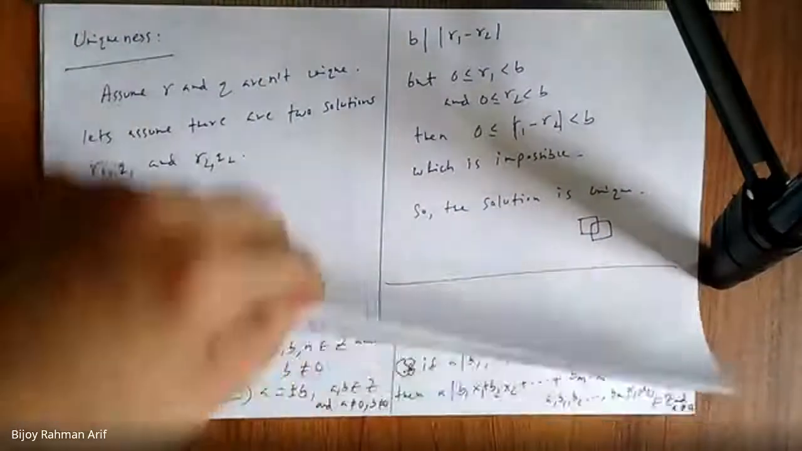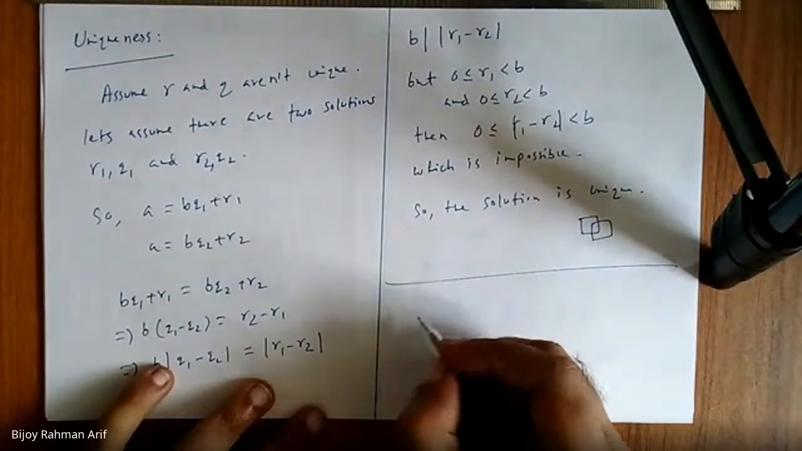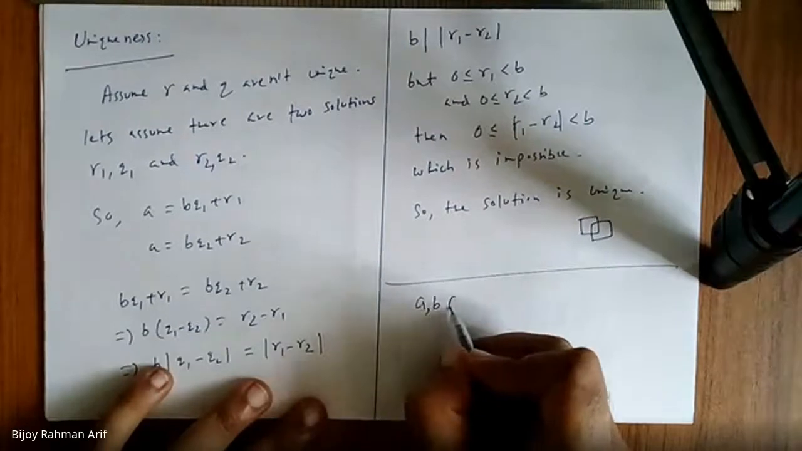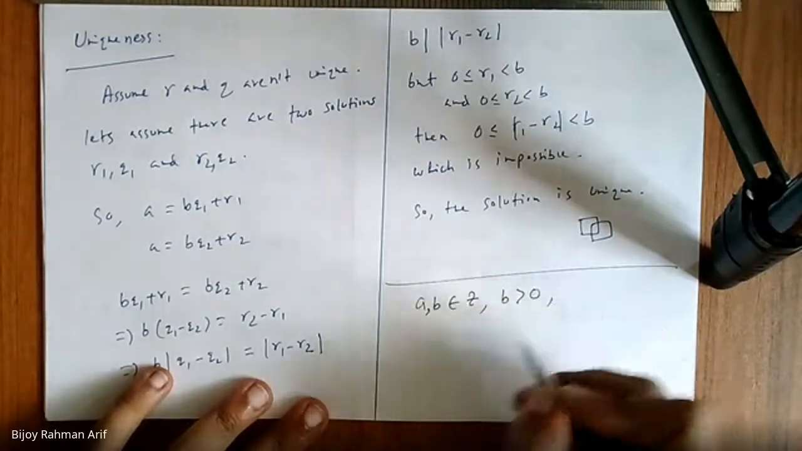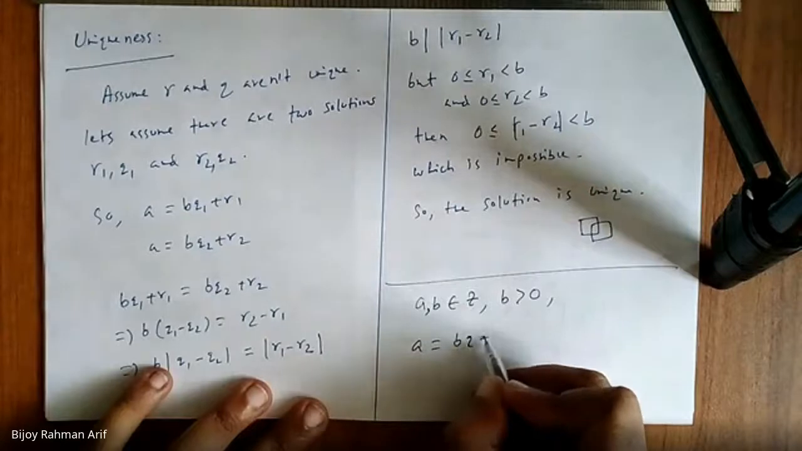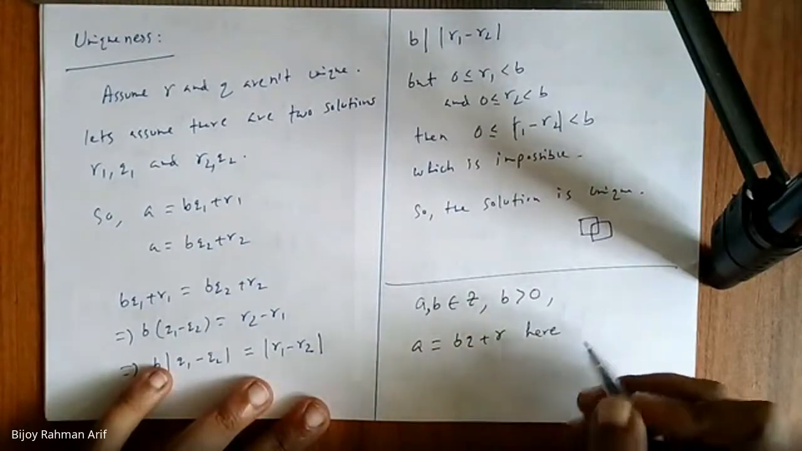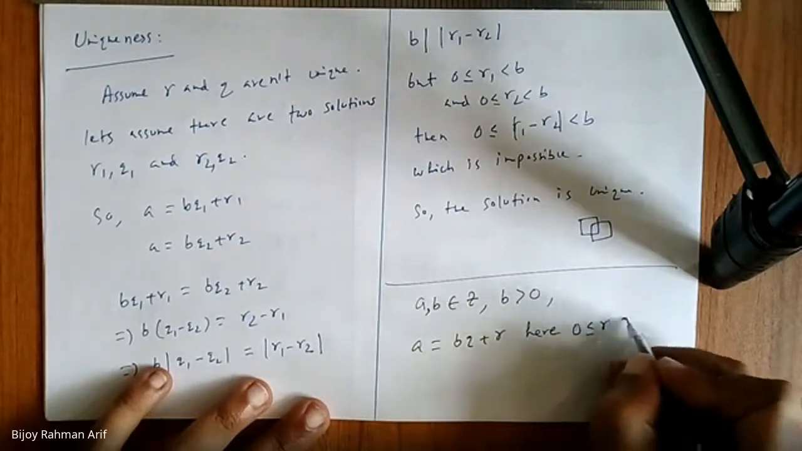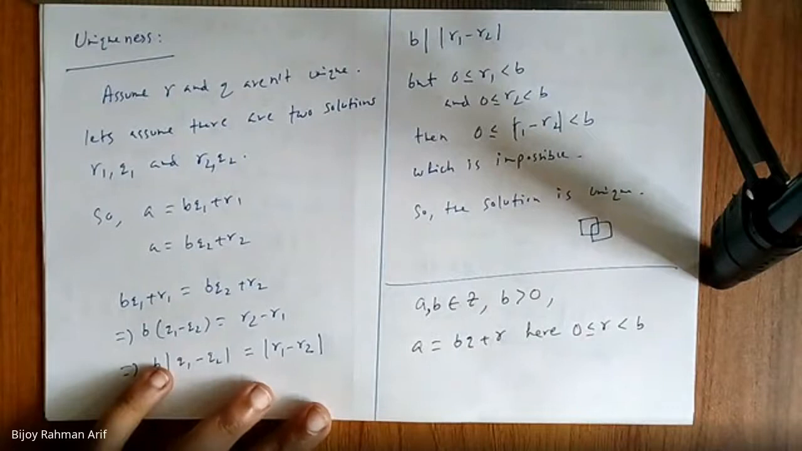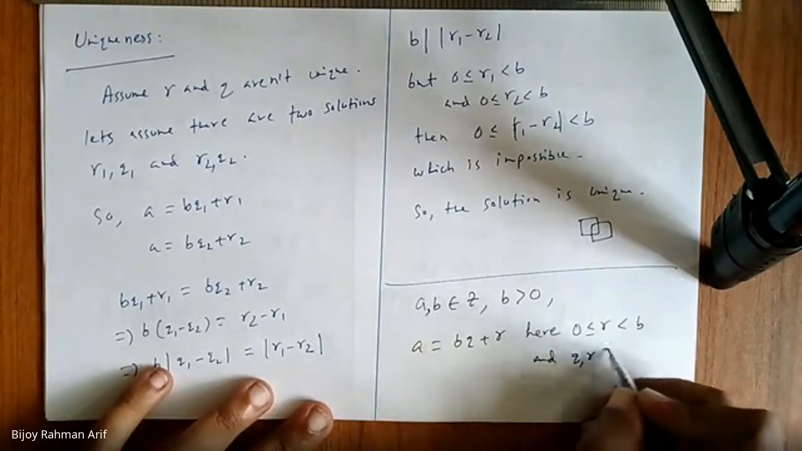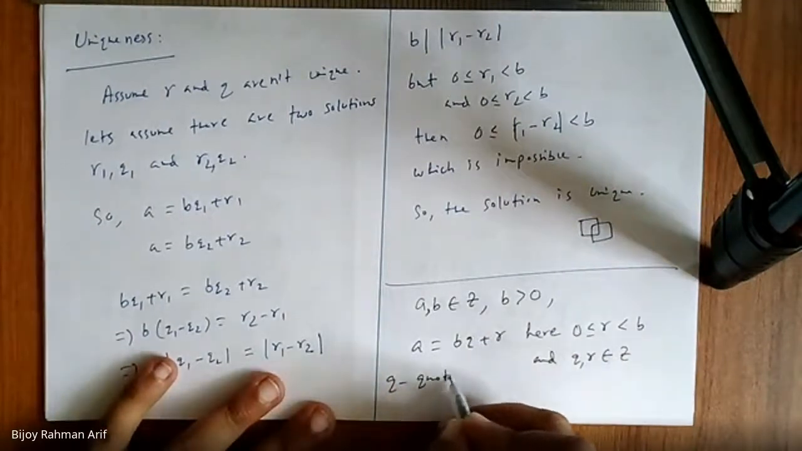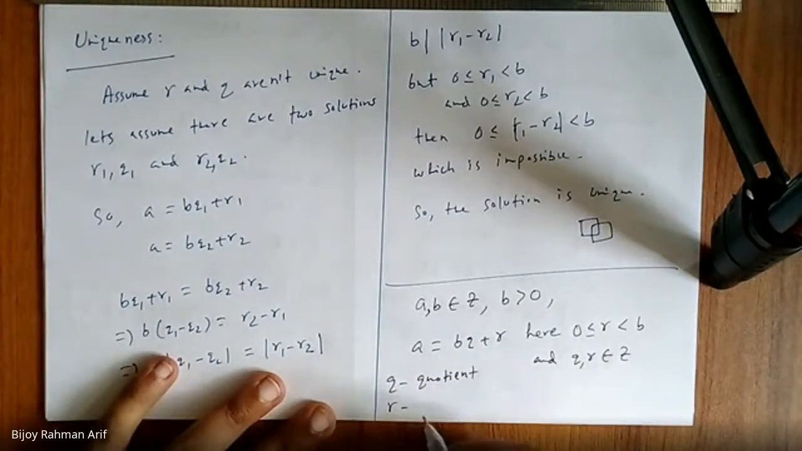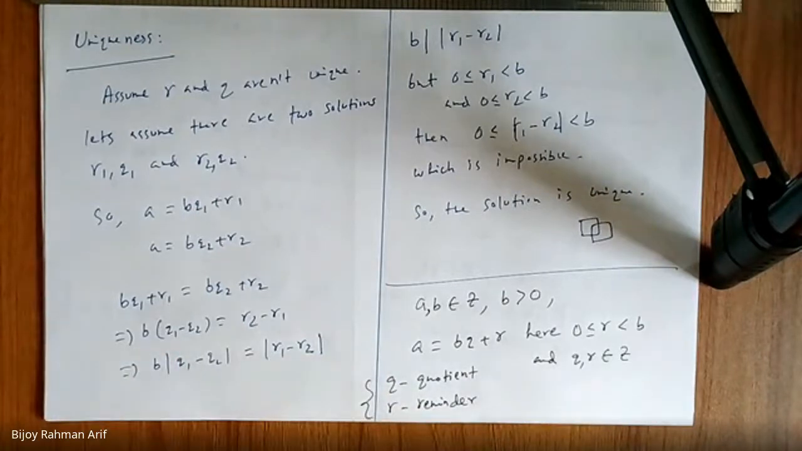So let's talk about this form. Any numbers A, B belonging to Z and B greater than 0 can be represented this way: A equals B Q plus R. Here 0 is less than or equal to R which is smaller than B, and Q, R belong to Z as well. Now Q is called the quotient and R is called the remainder.